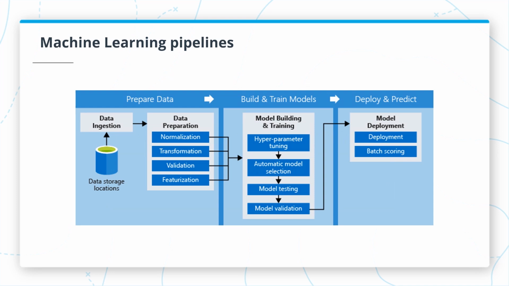Some steps you might take in this phase of the pipeline are hyperparameter tuning, automatic model selection, model testing, and model validation, which is used to find the best performing model. The final phase of the machine learning pipeline includes model deployment and optionally making batch predictions. Often, data scientists, data engineers, and IT professionals need to collaborate on building robust, scalable, and reusable machine learning pipelines. The pipelines ensure you have a repeatable process when you need to retrain your models.